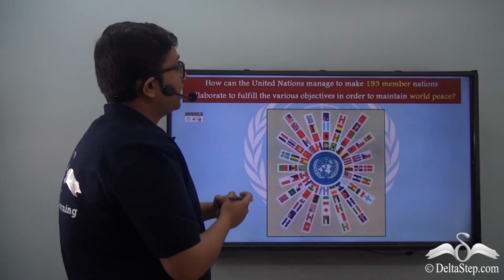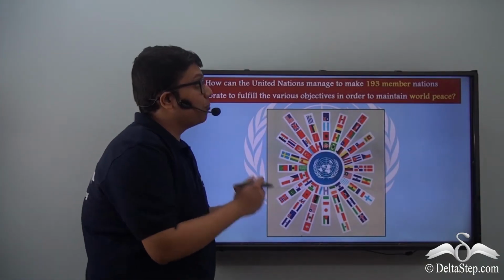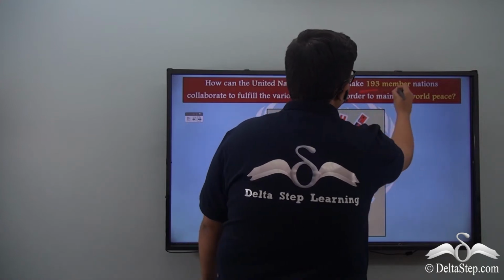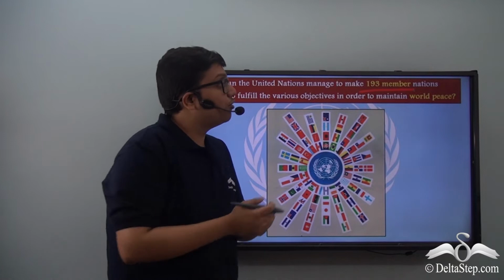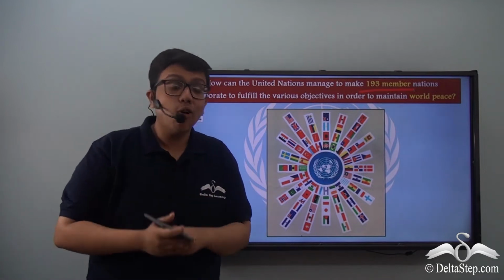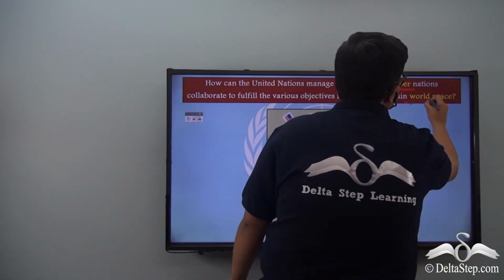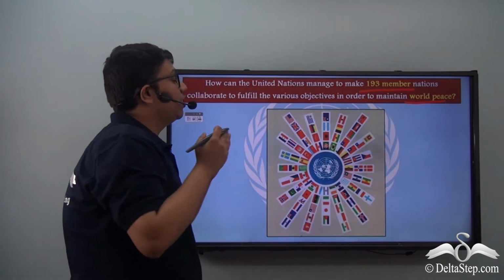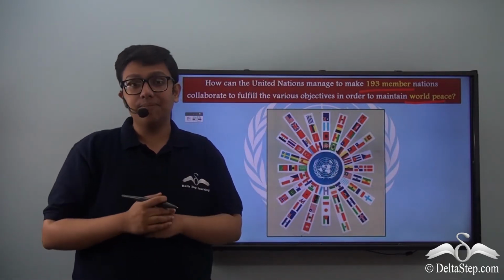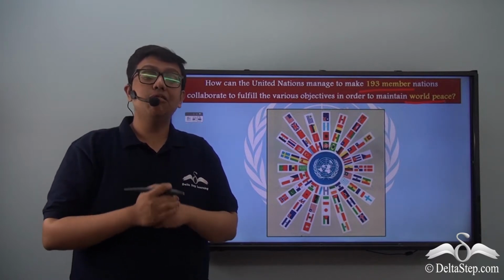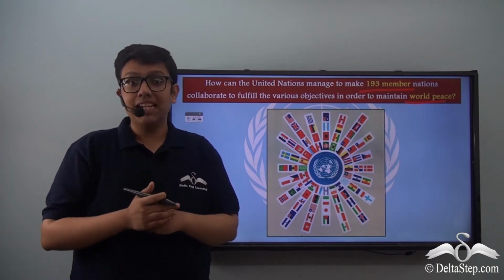So we know that the United Nations manages to make 193 member nations collaborate together to fulfill its various objectives in order to maintain world peace. But how can the United Nations as a whole manage to achieve this task? Well, this is because the UN has a system of its own. Let's look at that now.